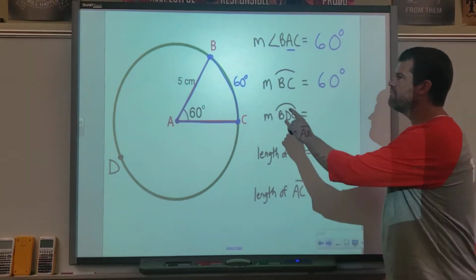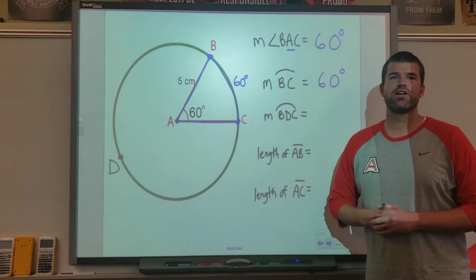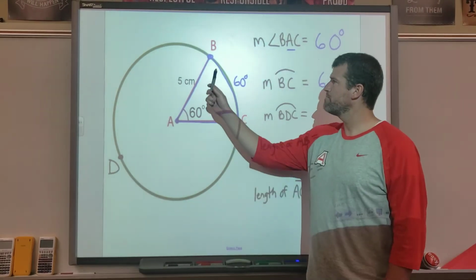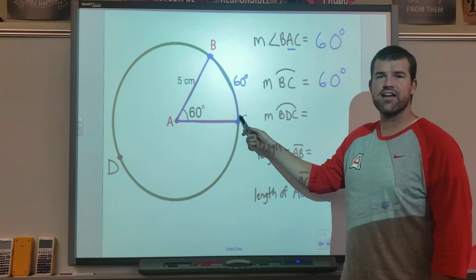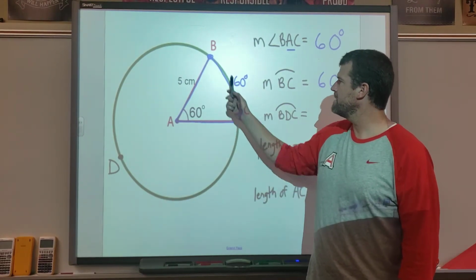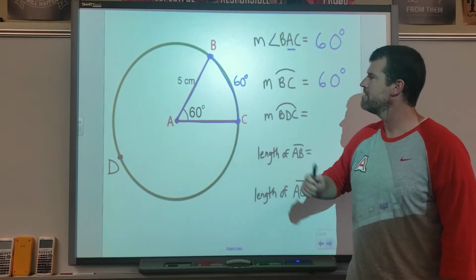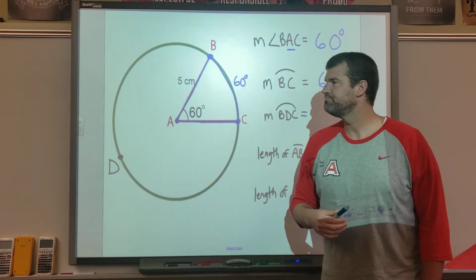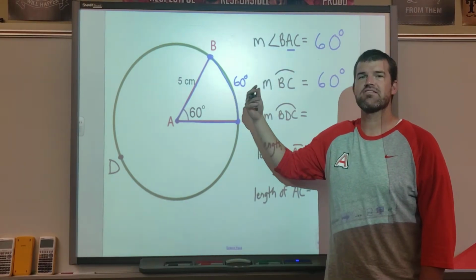Okay. If we list the arc with two letters, that means we are going the shortest distance between those two letters. So the shortest way for me to get from point B to point C is to just go right there, right? Nice and quick. But if I wanted to go a longer way, to go from B to C, I could go the other way around, right? That's a much longer path. And we call that longer path a major arc. So this intercepted arc right here is actually called a minor arc because it's small, right?